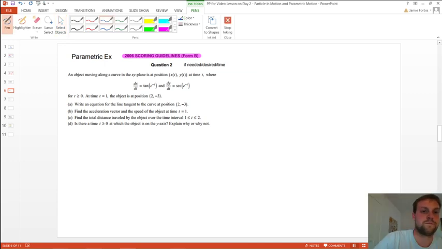It says, so parametric example, 2006: an object moving along a curve in the xy plane is at position x of t and y of t at time t, so there's your parameter. But it's not giving you those explicitly, it's telling you their rates of change, the rate of change of x and the rate of change of y. And this is for all time greater than 0. At time equals 1, they're giving you an initial position: the x position of 2 and the y position of negative 3, which is very important.